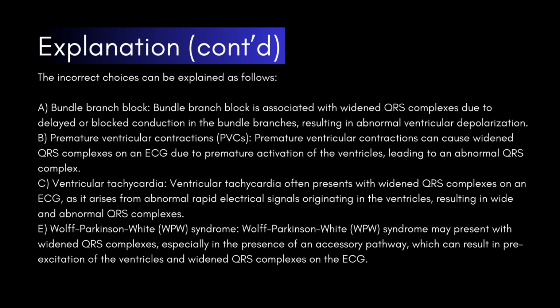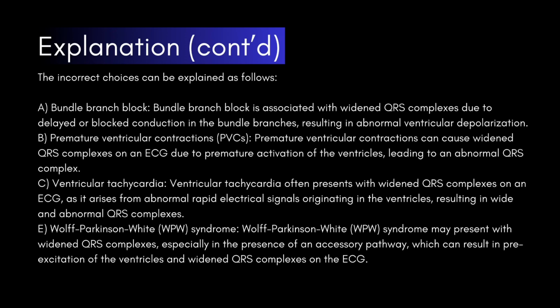Bundle branch block. Bundle branch block is associated with widened QRS complexes due to delayed or blocked conduction in the bundle branches, resulting in abnormal ventricular depolarization. Premature ventricular contractions, PVCs. Premature ventricular contractions can cause widened QRS complexes on an ECG due to premature activation of the ventricles, leading to an abnormal QRS complex.